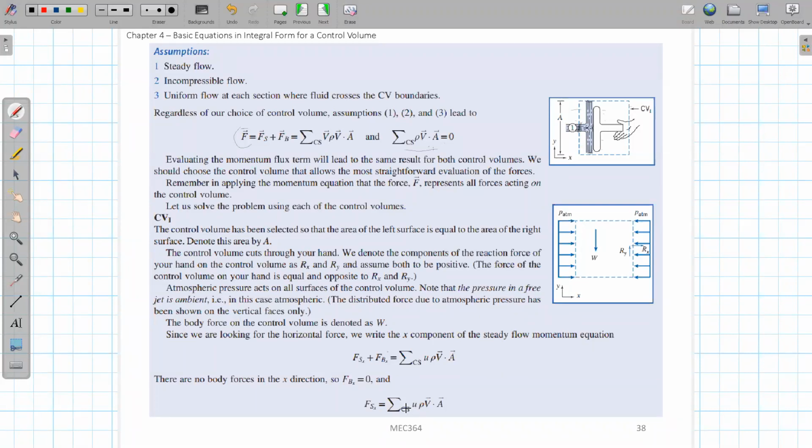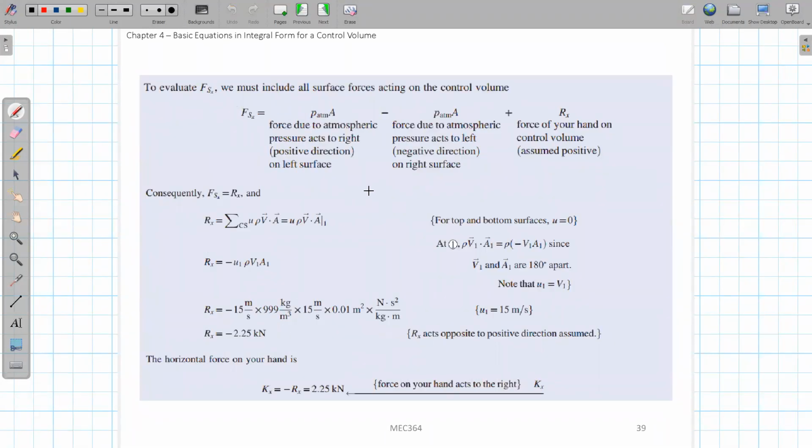And it will be equal to this u, which is the x direction velocity, times rho times the velocity vector dotted with the surface area vector A, on each inlet and outlet. Okay, so let's take a look at this summation term here.